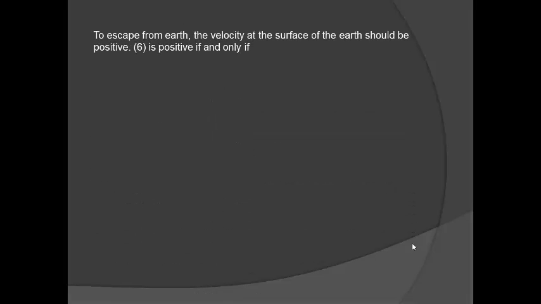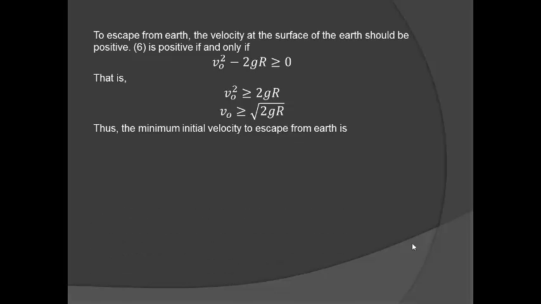Now, to escape from earth, the velocity should be positive. So, equation 6 is positive if and only if vo squared minus 2gr is greater than or equal to 0. That is, vo squared is greater than or equal to 2gr. So, vo must be greater than or equal to the square root of 2gr. Thus, the minimum initial velocity to escape from earth is vo equal to the square root of 2gr.